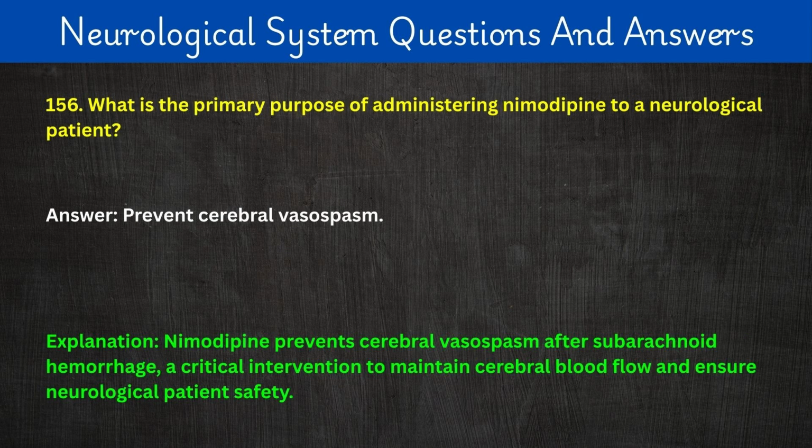156. What is the primary purpose of administering nimodipine to a neurological patient? Answer: prevents cerebral vasospasm. Explanation: nimodipine prevents cerebral vasospasm after subarachnoid hemorrhage, a critical intervention to maintain cerebral blood flow and ensure neurological patient safety.